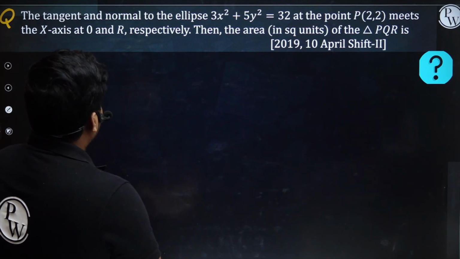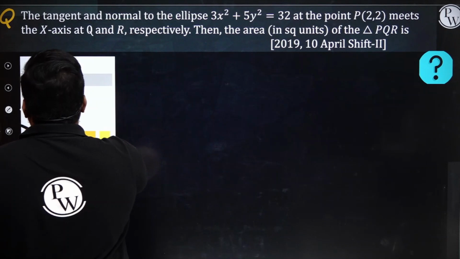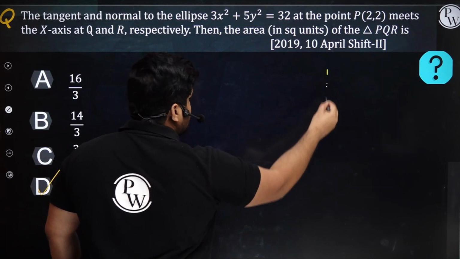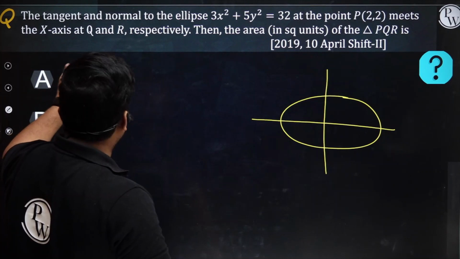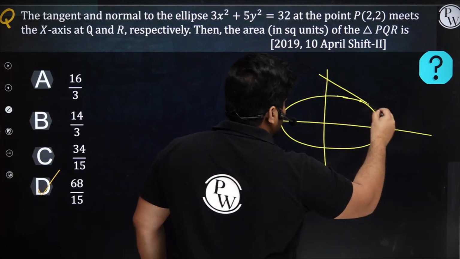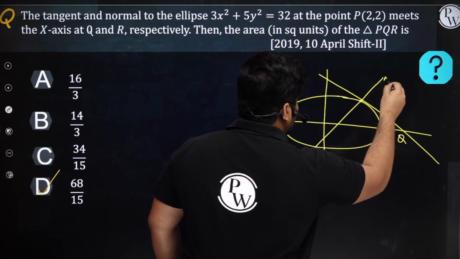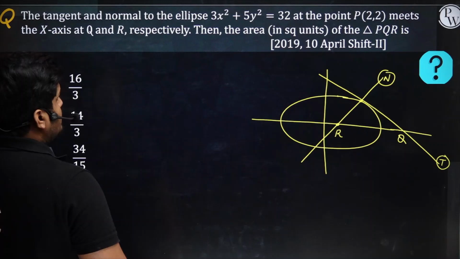The tangent and normal to the ellipse 3x² + 5y² = 32 at point (2, 2) meet the x-axis at Q and R. Okay, so let's say this is point (2, 2), this is Q. This is the normal, this is the tangent, meeting the x-axis at Q and R. Then we have to find the area of triangle PQR. What is P? P is that point of contact, (2, 2).